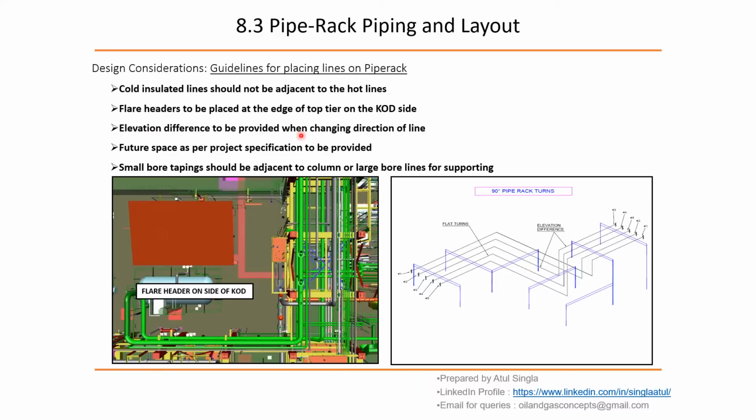Elevation difference to be provided when changing direction of the line. If you see here, now the lines are taking a turn, so we have to go for an elevation change. Why? Because by changing the elevation we can always change the sequence of lines. Whatever the requirement is here, we can go with that. That is possible only if we change the elevation.